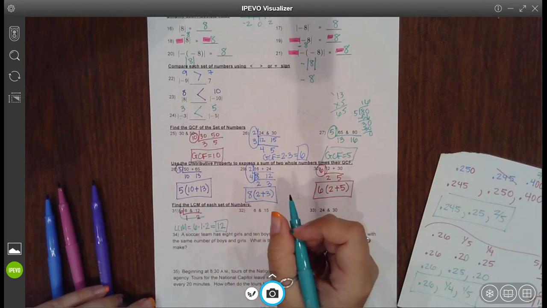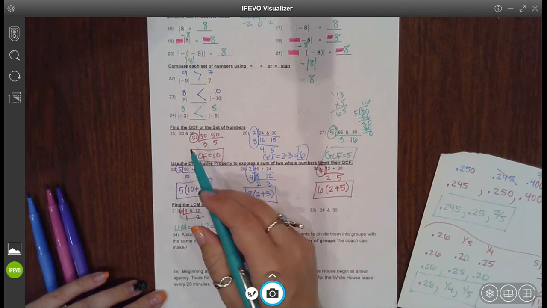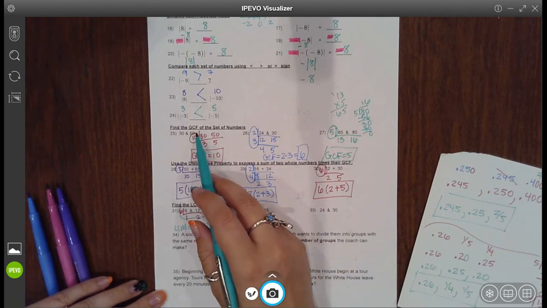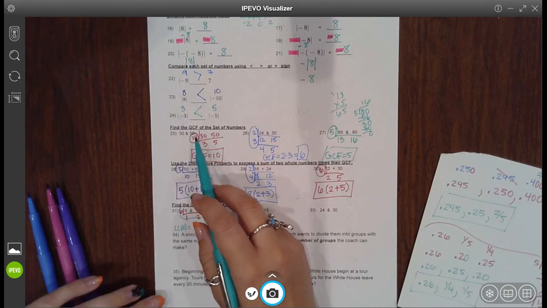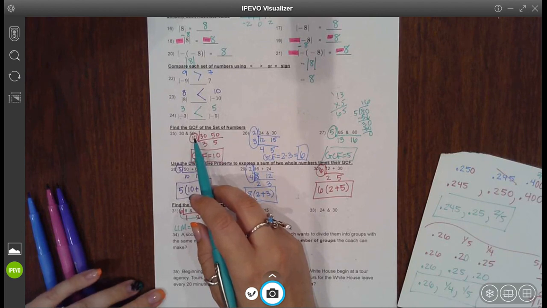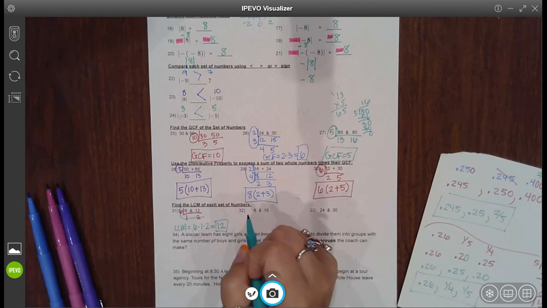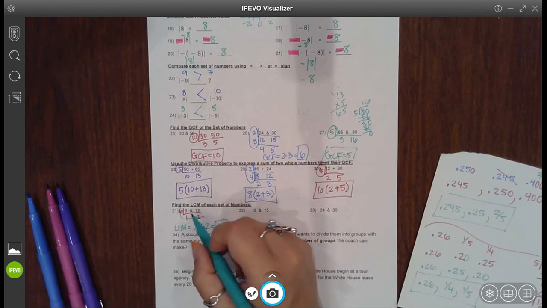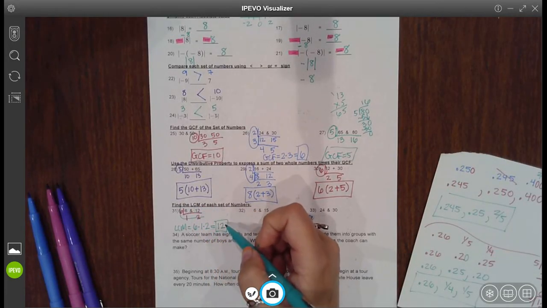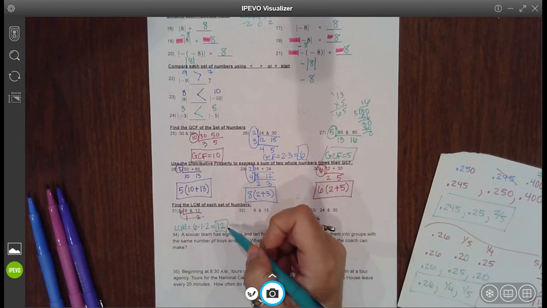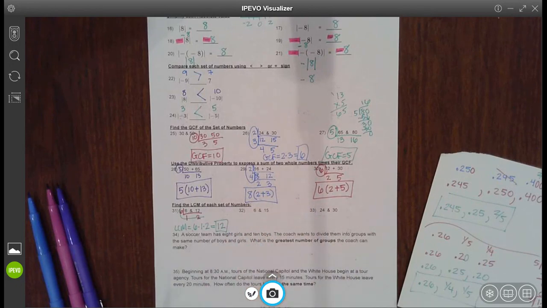Okay, and that makes sense because for these ones up here, GCF is the greatest common factor. A factor is a number that can divide into each of these. So what's the biggest number that can divide into both 30 and 50? It's 10. A multiple is what's the biggest number that they both can multiply to become? Well, 6 times 2 is 12 and 12 times 1 is 12. Both numbers can multiply to become 12. And that's how LCM and GCF are different.